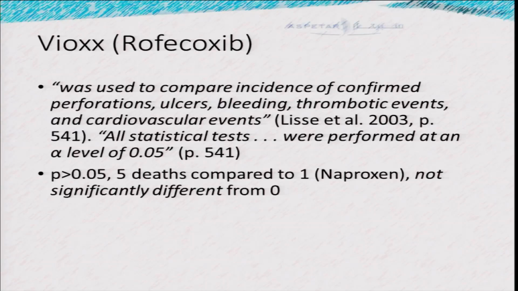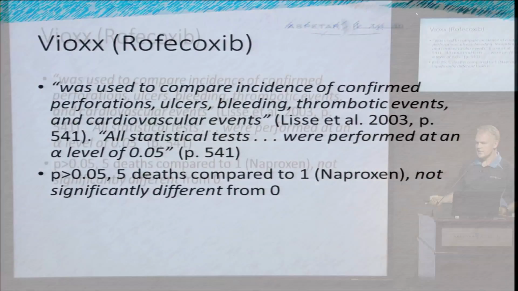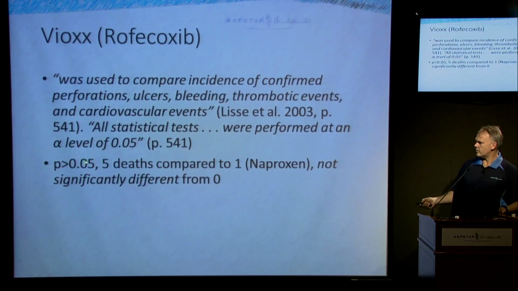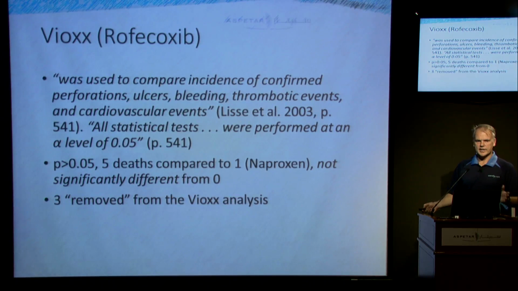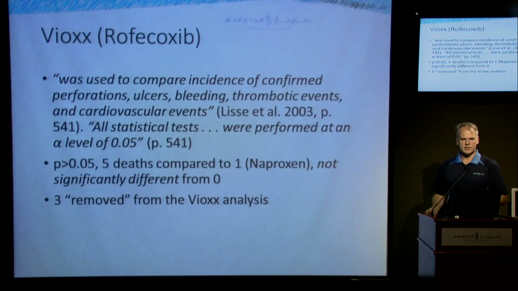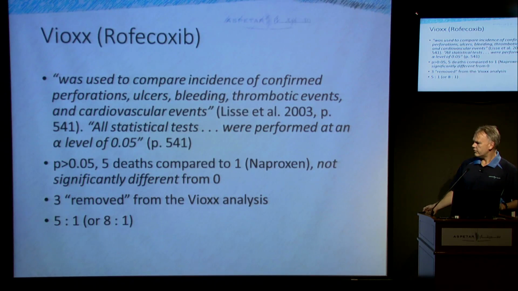it was released to the public. Now it turns out that to get only 5 deaths, which meant the p-value just crept over 0.05, 3 deaths actually had to be removed from the analysis. So 5 to 1 or 8 to 1 turned out to be the actual death ratio for using Vioxx.